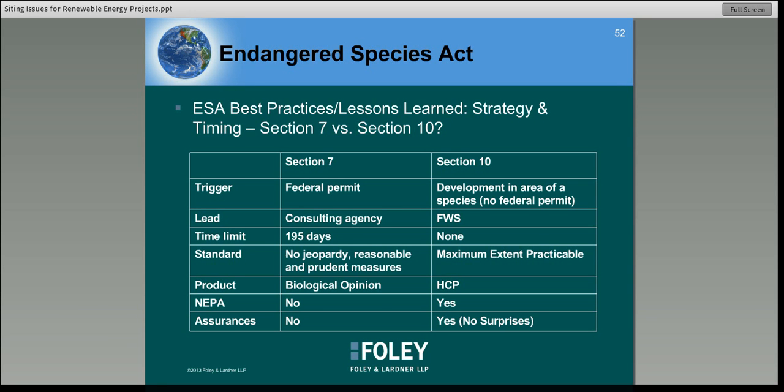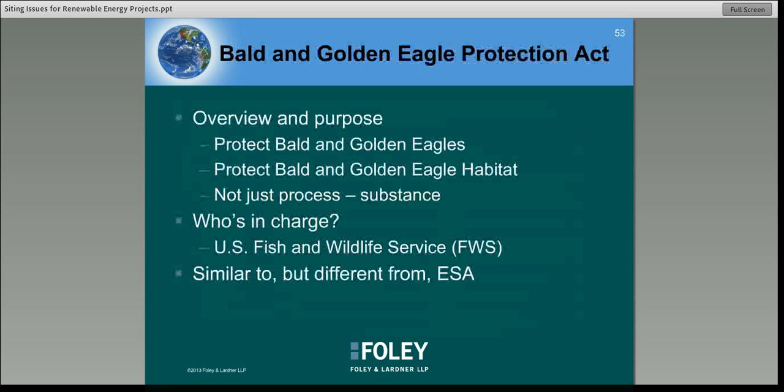So that's something to be thoughtful about as well. The standard is also different. That's an important difference between the two. Again, the no jeopardy alternative versus the maximum extent practicable. Another significant difference here is the NEPA difference. Under Section 7, you're not required to go through NEPA as well, but under Section 10, you would be required to comply with NEPA. And then there's the benefit of the assurances. There are no assurances under Section 7, and there are under Section 10. So it's just a matter of evaluating your project and looking strategically at the differences between those two and as to what would make sense.